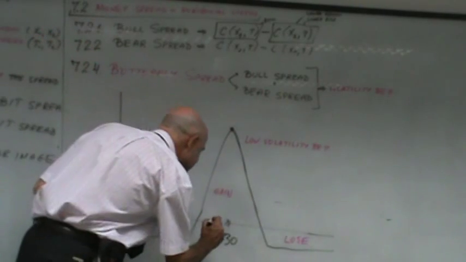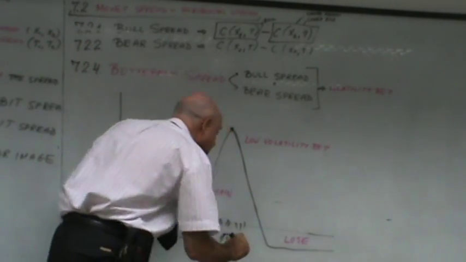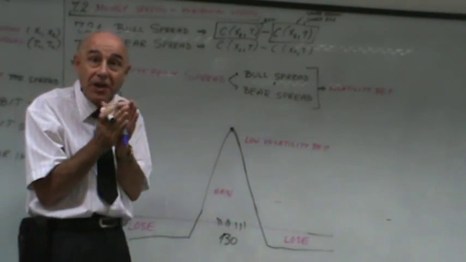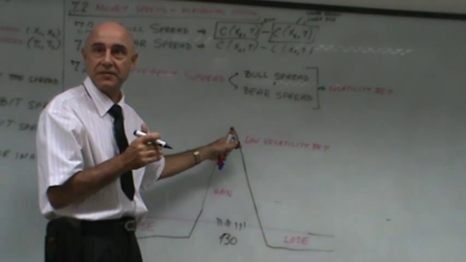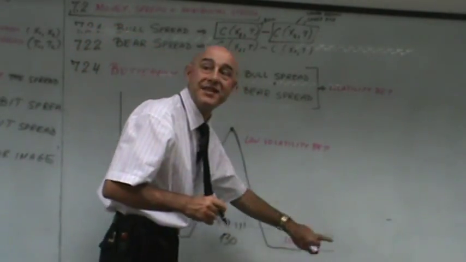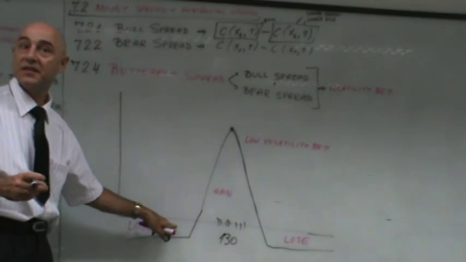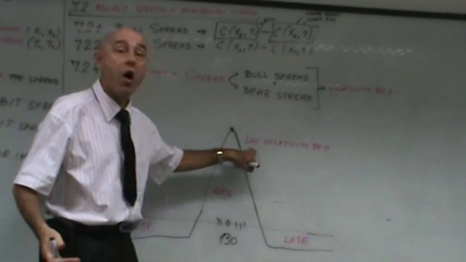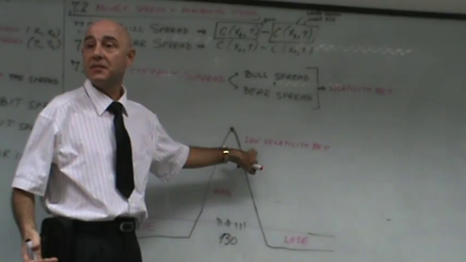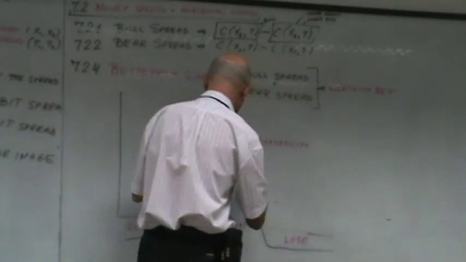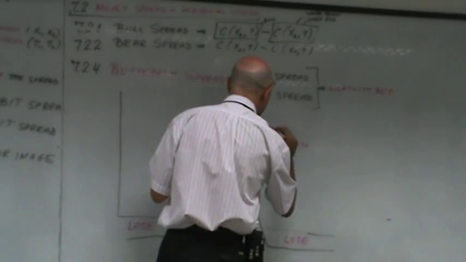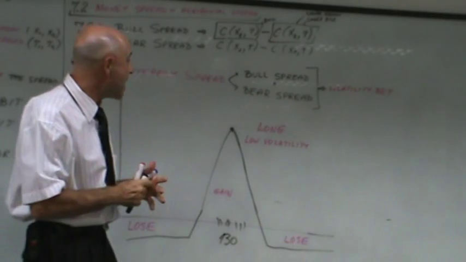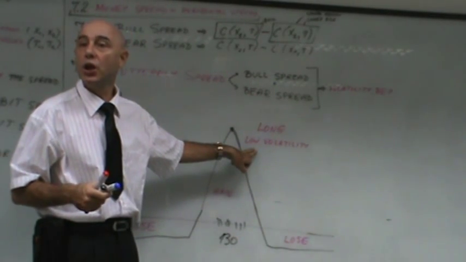Low volatility bet means that if the current price is 130, if the price is 127, 128, or 132, 133, 134, if the price moves little from the current price, in other words, if the volatility is low, you gain. But if the price goes to 150, 160, 170, or 50, 60, 70, so for a wide move, meaning for a big volatility, you lose money. Low volatility means you gain money. So we say in this particular case that you're long low volatility. In other words, you profit if volatility is low.